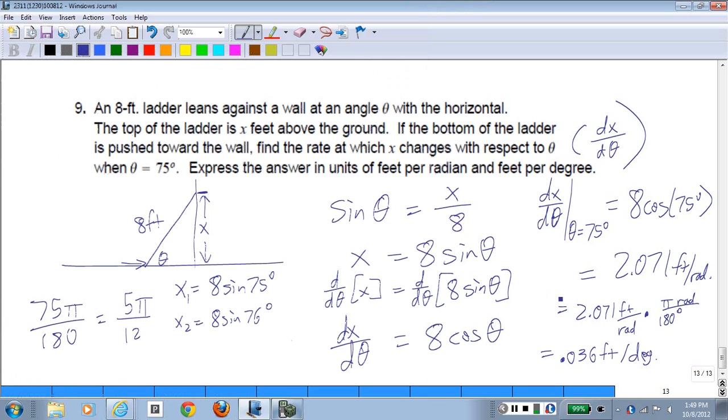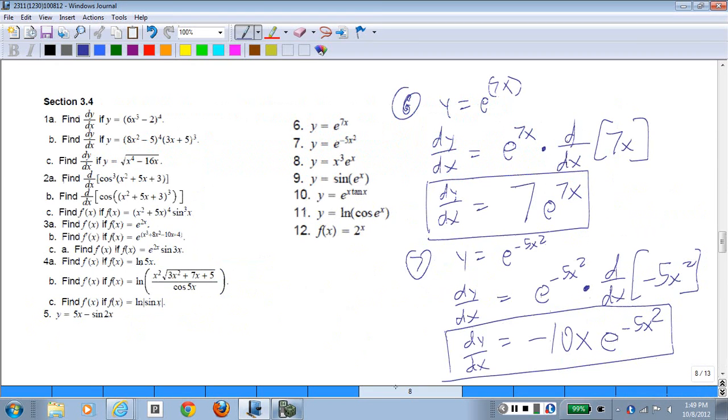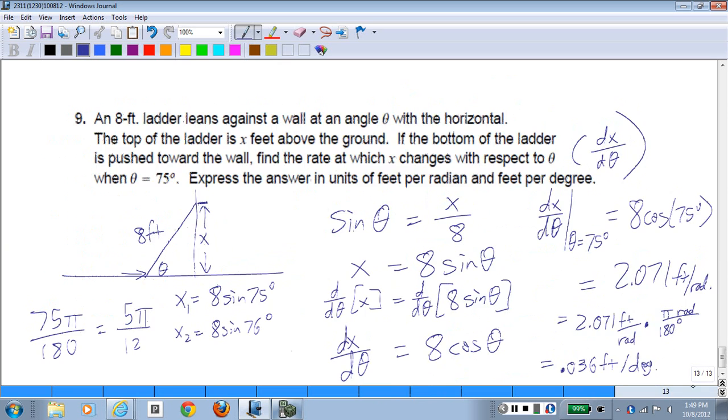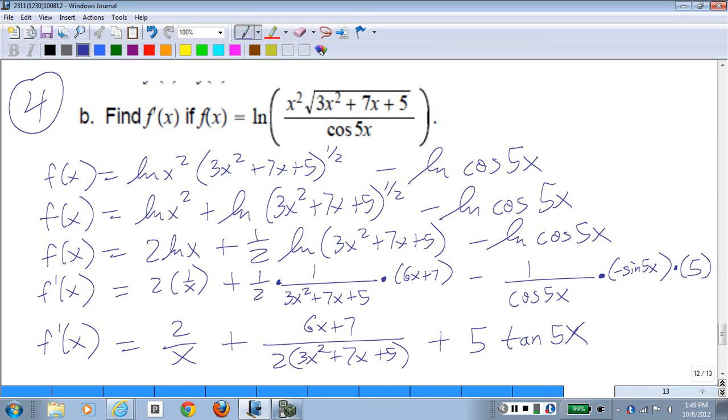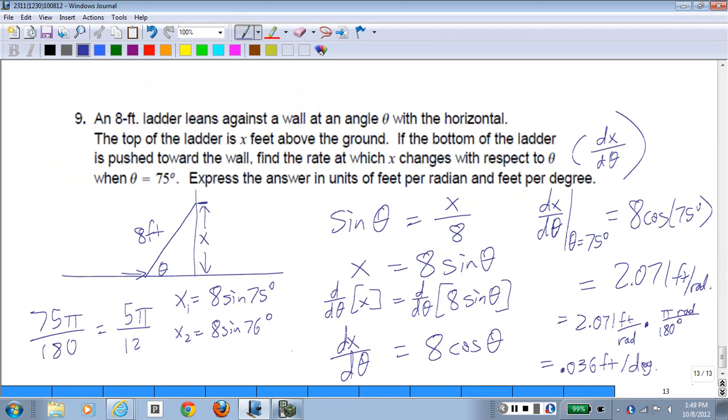So no airplane, but I think the ladder problem is a good problem. Do you know how many questions will do this? I do not. I'm sorry. I don't know exactly how many questions will be on there, but I just know you need to know all those rules, product rule, quotient rule.